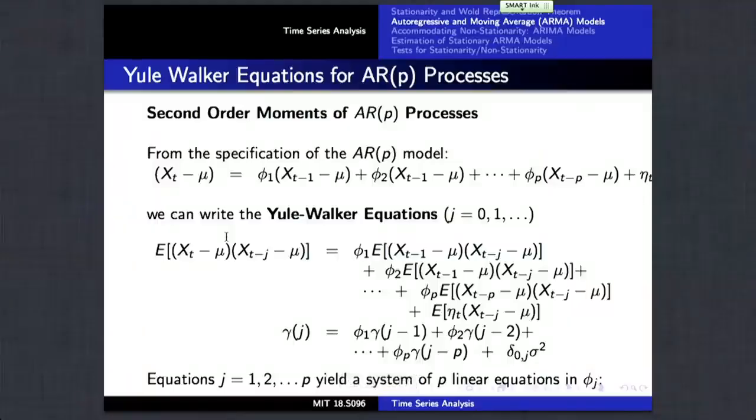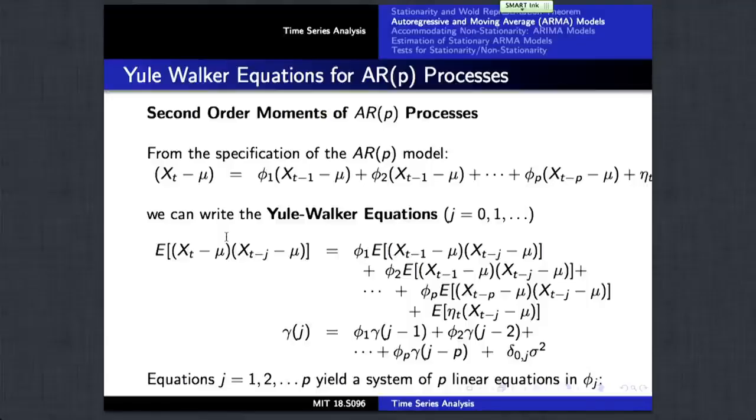For a general autoregressive process of order p, we can look at the second order moments of that process, which have a very nice structure, and then use those to solve for estimates of the autoregressive parameters. Those are specified by what are called the Yule-Walker equations. The Yule-Walker equations are a standard topic in time series analysis. What do they correspond to?